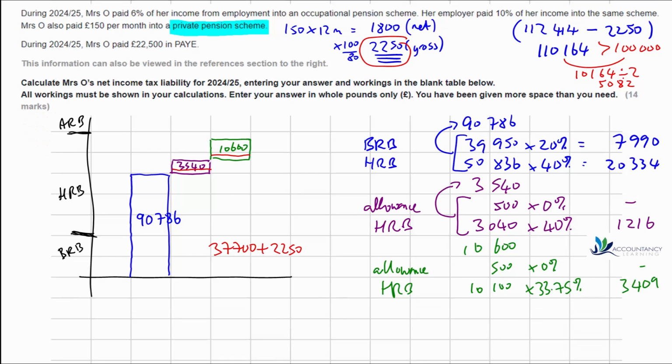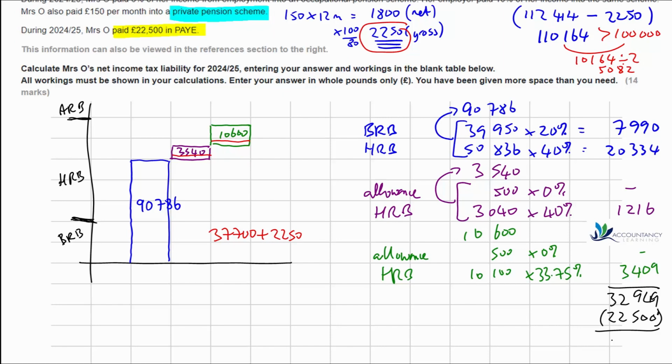So there's our four amounts that we need to pay in tax. So we've got a total liability of 32,949. Now remember that this taxpayer has already paid 22,500 through employment. So the amount of tax still to pay is 10,449.